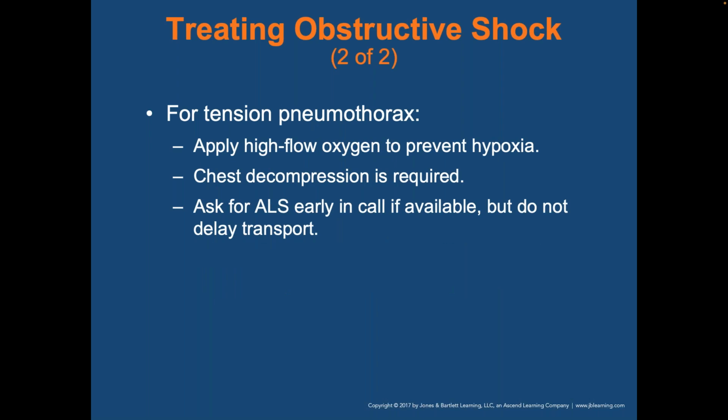So for tension pneumothorax, we're going to apply high flow oxygen to prevent hypoxia. Usually the only action that can prevent eventual death in tension pneumothorax is a decompression of the injured side of the chest. So chest decompression is a paramedic skill. So get them going early, or do not delay transport. So if you have a patient with a tension pneumothorax on scene, get them in the ambulance, get them transported to the hospital, meet the medic en route.